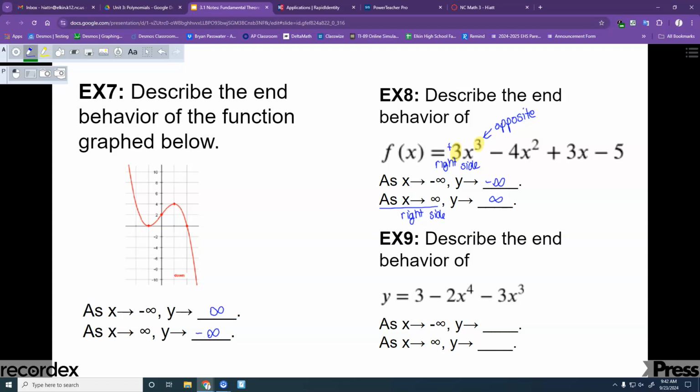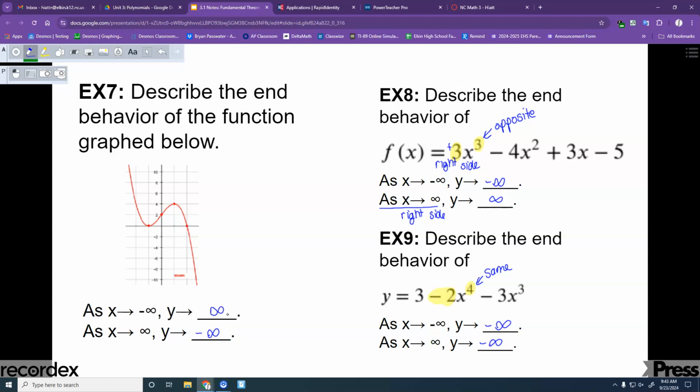Okay? Let's look at example 9. What degree is that? 4. That's your highest exponent. So 4 tells me that they're going to do the same thing. They either both go up or both go down. Right? It's even, so they both go up or both go down. We want to look at the number in front of that term, which is a negative 2. That's going to tell you what your right side does every time. So that tells me my right side goes to negative infinity because it's a negative number. But since they're the same, it also tells me the left side also goes to negative infinity as well.